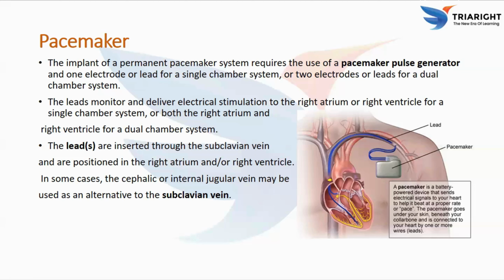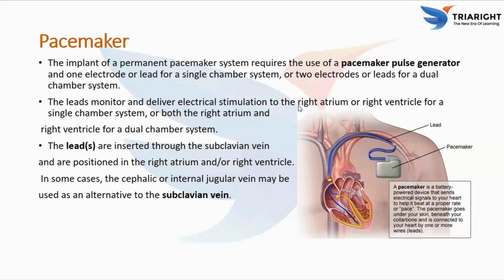leads. What is a pulse generator? It's a metal box placed under the skin. It contains the battery, which lasts 7 to 12 years, and electronic circuitry. What is the function of a pulse generator? It generates the electrical impulses. It senses the heart's natural electrical activity and decides when pacing is needed. The second component is the lead. What are leads?